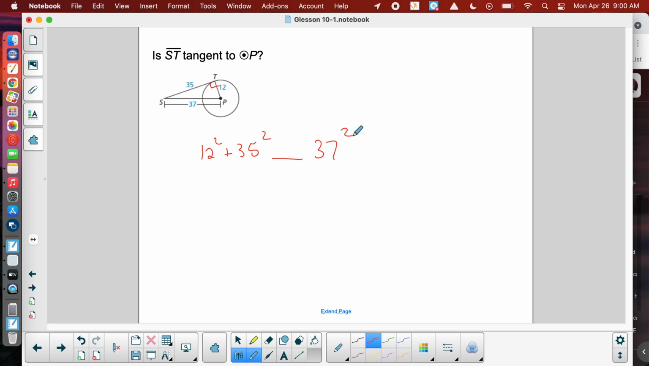So 12 squared plus 35 squared, my calculator says 1369, and 37 squared is also 1369. So indeed they are equal, so that is a right angle. So the answer here is yes. Okay, that is a point of tangency, because the converse of the Pythagorean theorem tells me that that must be a right triangle, therefore that's a right angle. How nice for us.